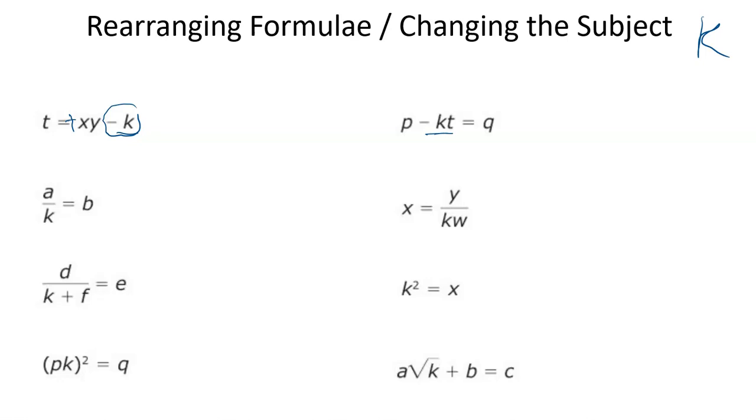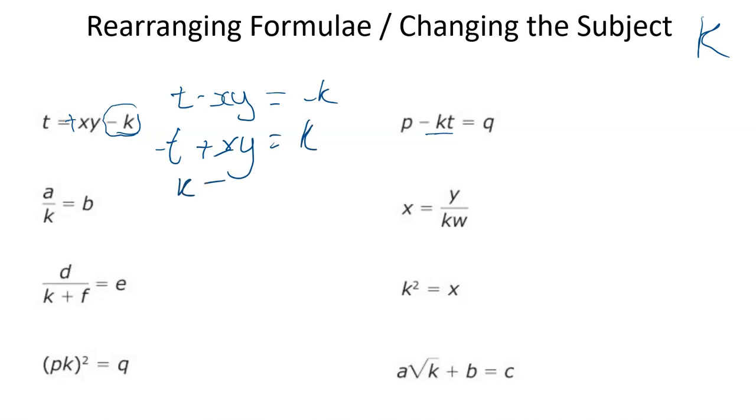So you could just move this xy. It is currently plus xy, so we're going to take it away. So we get t minus the xy is minus k. Now the only problem with this is the k is minus. Now there's a sweet little thing you can do, which is change the sign of every term, and it's called the change of sign rule. So the t becomes minus t, the xy becomes plus xy, and the k becomes negative k becomes positive k, and then we've done it.